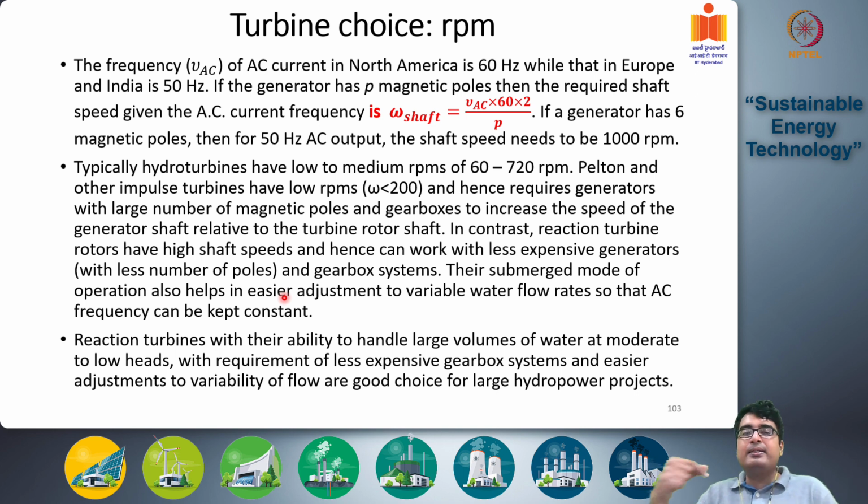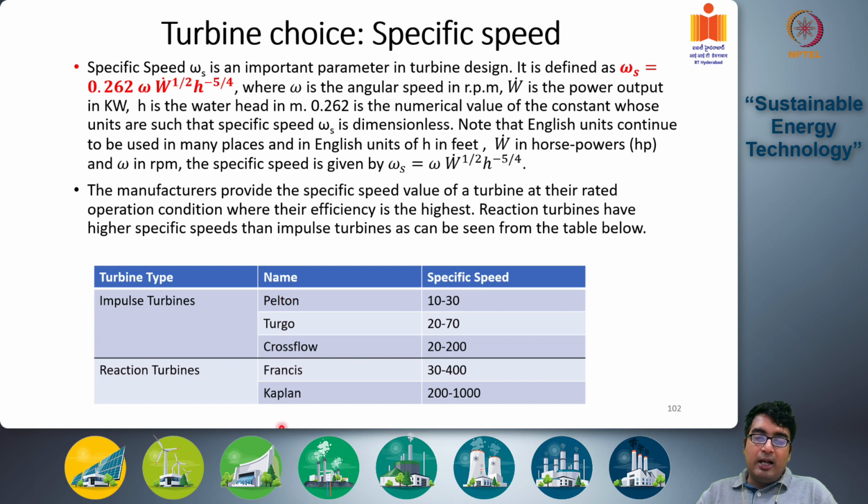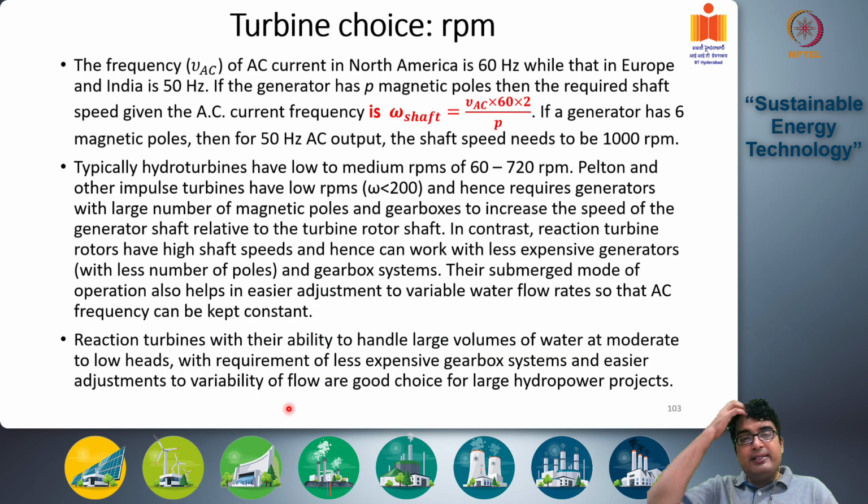Okay, so that makes reaction turbines like Francis turbines, like Kaplan turbines less expensive for large scale power plant systems. So reaction turbines, with the ability to handle large volumes of water at moderate to low heads, with the requirement of less expensive gearbox systems and easier adjustments to variability of flow, are a good choice for large hydropower projects. Okay.